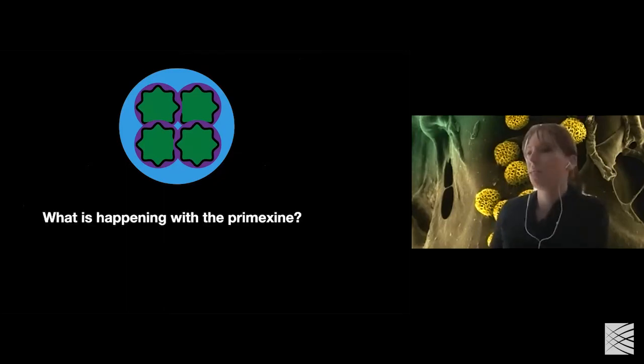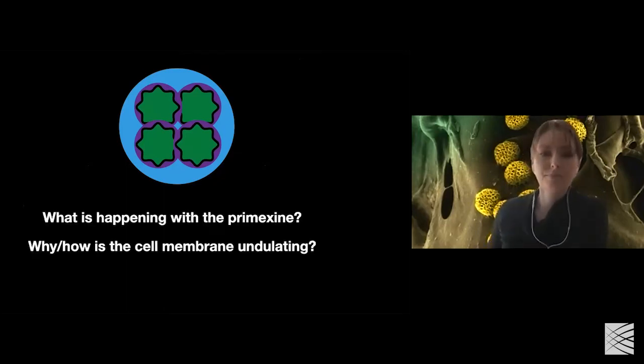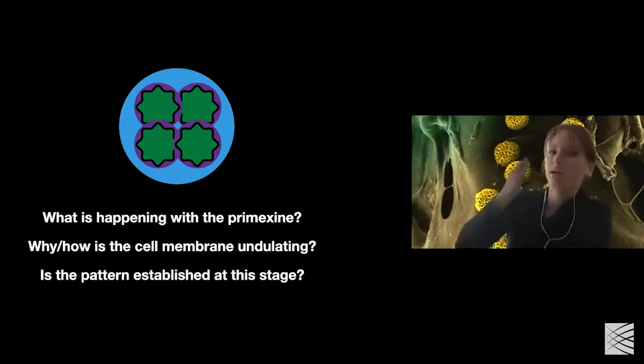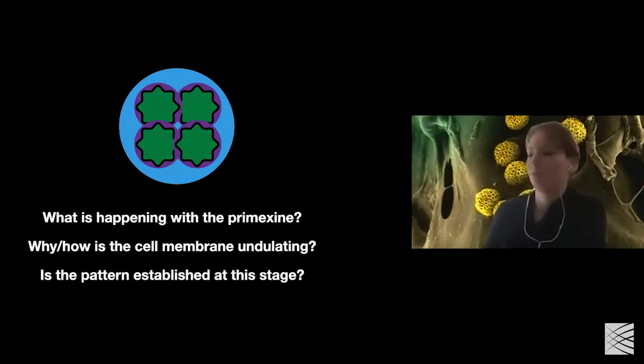Okay, so this was what was known, but we wanted to understand this particular developmental step in a lot more detail. We wanted to basically answer what is happening with this Primexine, why or how is the cell membrane underneath it undulating, and is it really true that the pattern is established at this particular stage? So before we could be sort of theorists, we had to become experimentalists for about a year because we wanted to actually get a very good understanding of the minute developmental steps within this one particular phase of development.